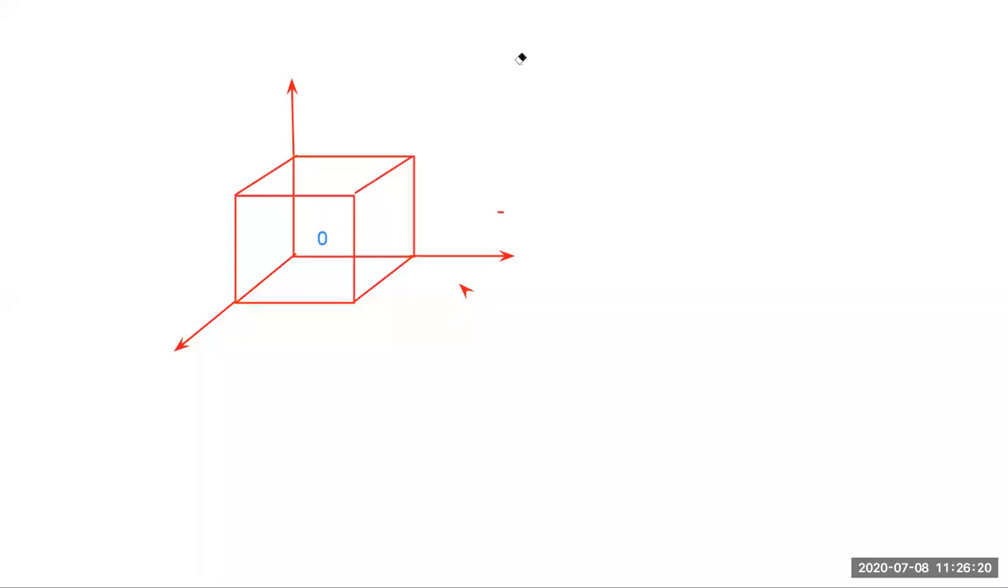Then how to draw the plane 210? Here you have to take the reciprocal of 2, which is half, then 1, and 0. Half, 1, and infinity, since 1 by 0 is infinity, and infinity is not considered. So how do you draw this plane 210?